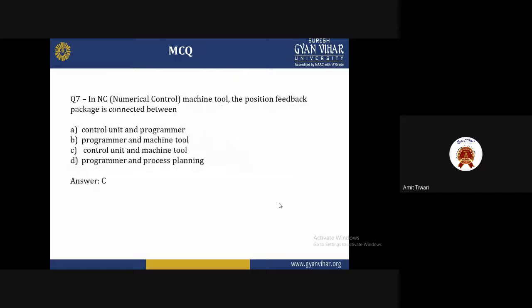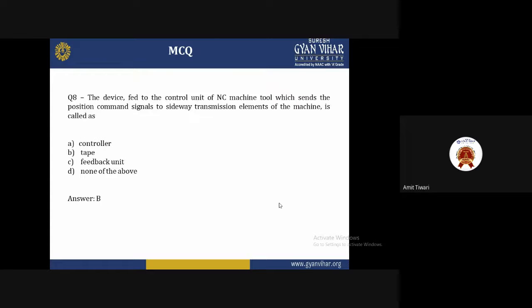Seventh question: in a CNC numerical control machine tool, the position feedback package is connected between, the options are A, control unit and programmer, machine tool, control unit and machine tool, programmer and process planning. C is the correct answer. Eighth question: the device fed by the control unit of an NC machine tool, which sends the positioning command signals to the slideway transmission element of the machine, is called controller, tape, feedback unit, and none of the above. B is the correct answer.